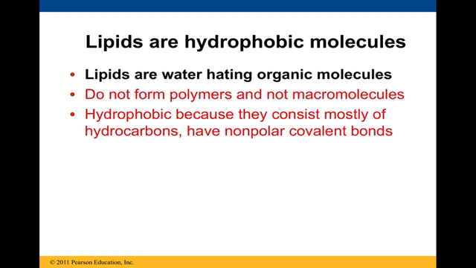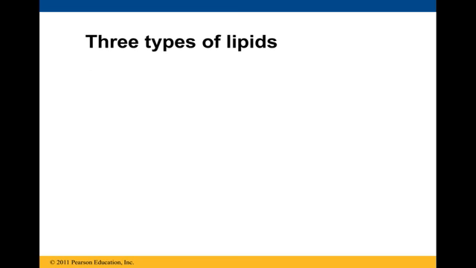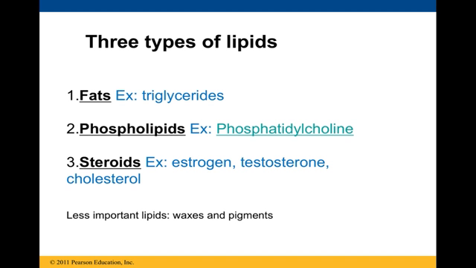Next category is lipids. Lipids do not like water because they have non-polar covalent bonds. This is a very important point, guys. This is something that we learned in earlier chapters. There are three types of lipids: fats, phospholipids, and steroids. Fats, example is triglycerides. Steroids, examples estrogen, testosterone, and cholesterol. Try to remember these examples.